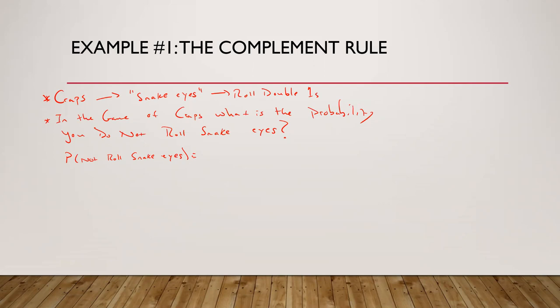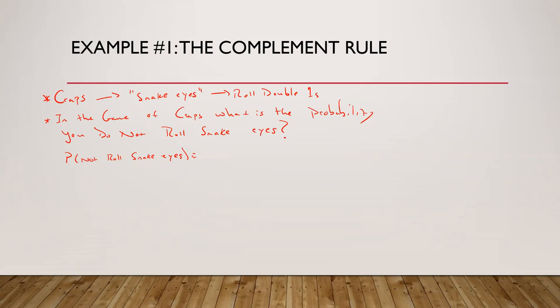All right, Tora, you got it. So what did you do there to get 35 out of 36? Well, we know from before when we did the snake eyes that the probability of getting snake eyes is 1 out of 36. So 36 minus 1 is 35. Yep, I got what you're saying. So here's the thing. There are two ways to tackle this problem. You could write all the outcomes of not rolling snake eyes, like a 1-2, a 1-3, a 1-4, a 1-5, a 1-6, a 2-1, a 2-2, and so on.